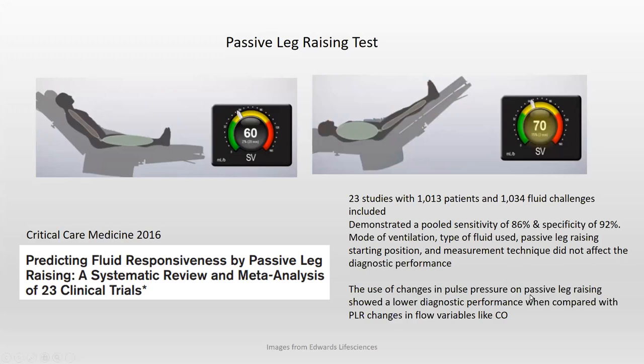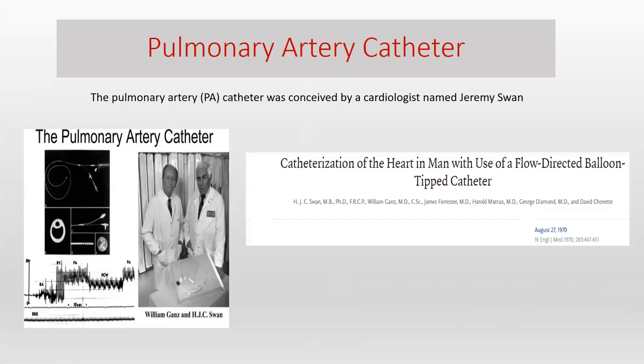It did say that the use of changes in pulse pressure on passive leg raising showed a lower diagnostic performance when compared with passive leg raising changes in flow variables like cardiac output. So cardiac output was not a very reliable indicator. Stroke volume was considered better.